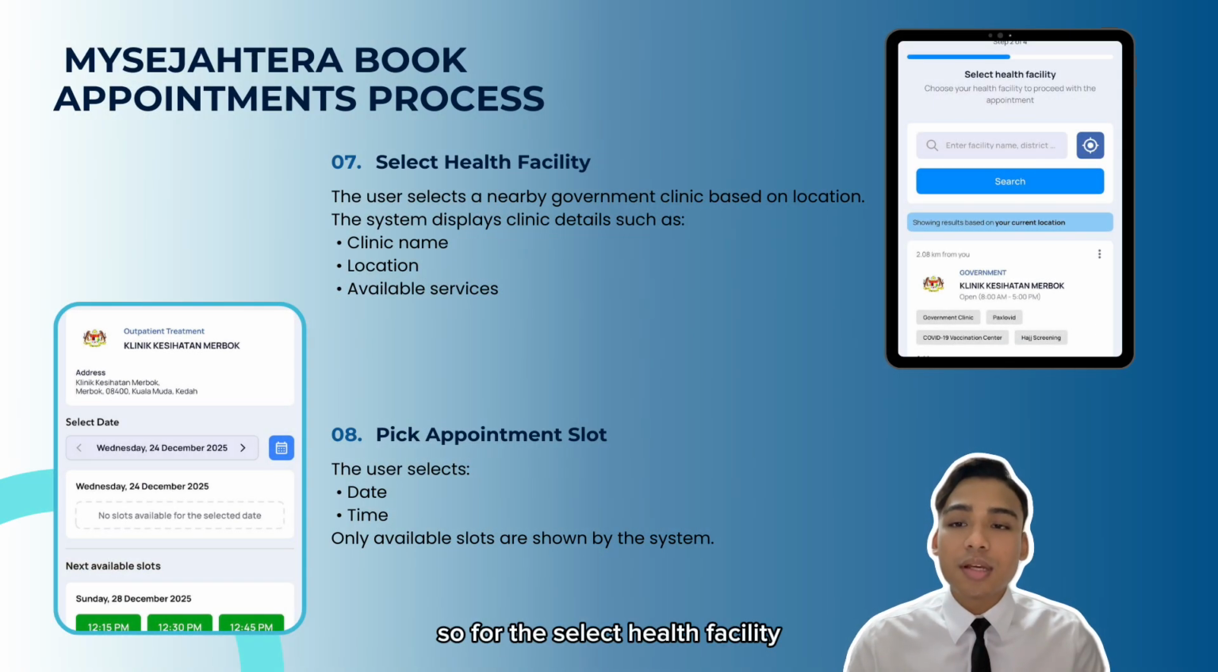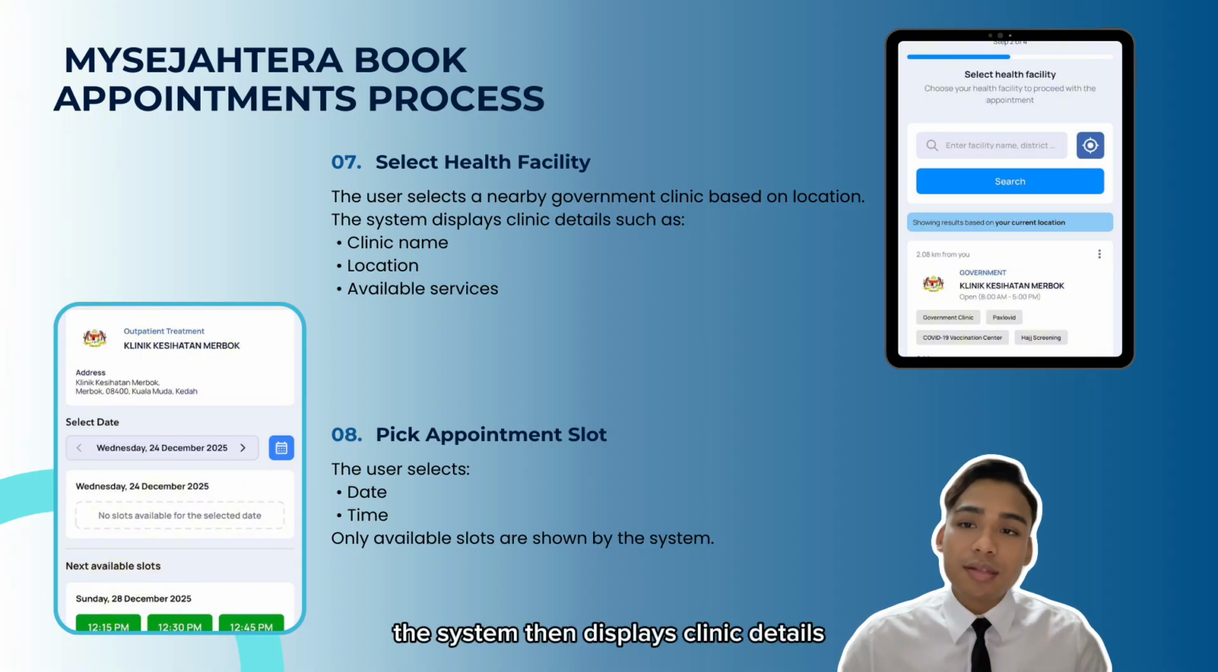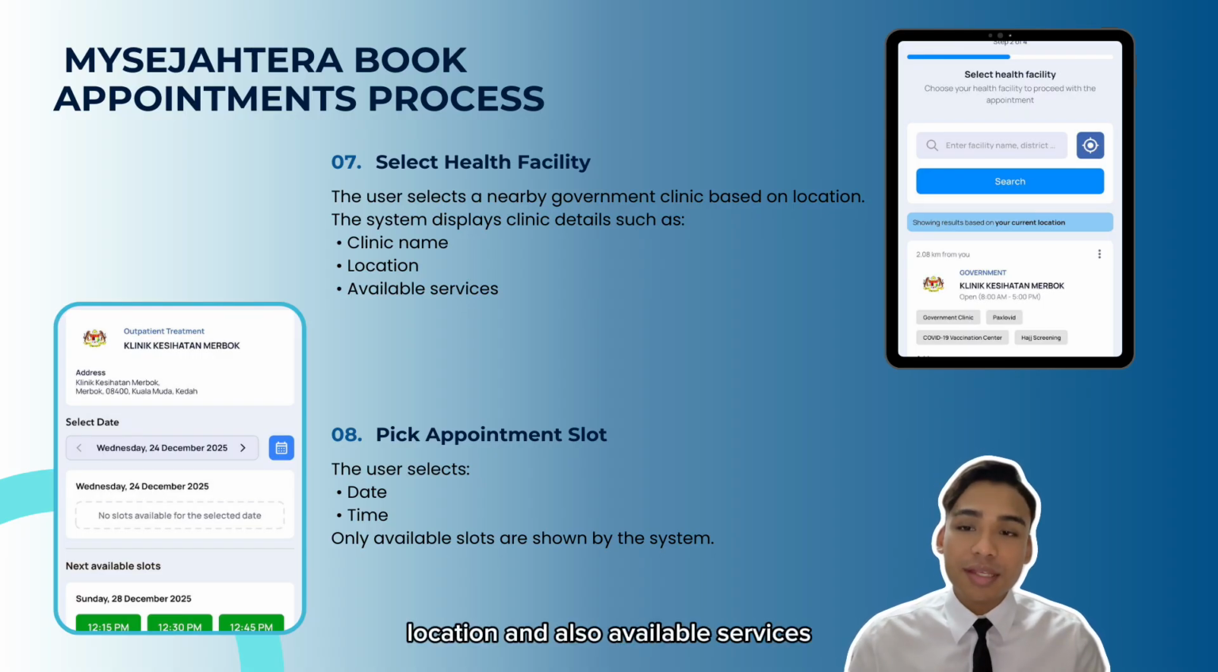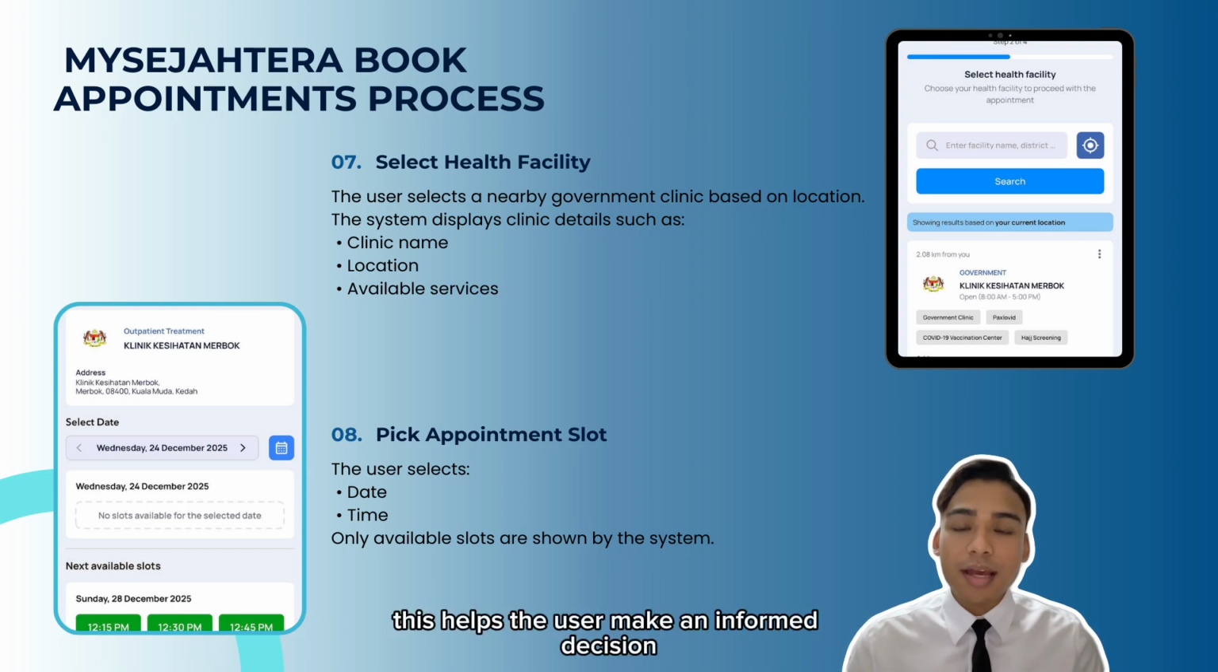So for selecting the health facility, after choosing the service type, the user selects a health facility. Usually this is a nearby government clinic based on location. The system then displays clinic details such as clinic names, location and also available services. This helps the user make an informed decision.